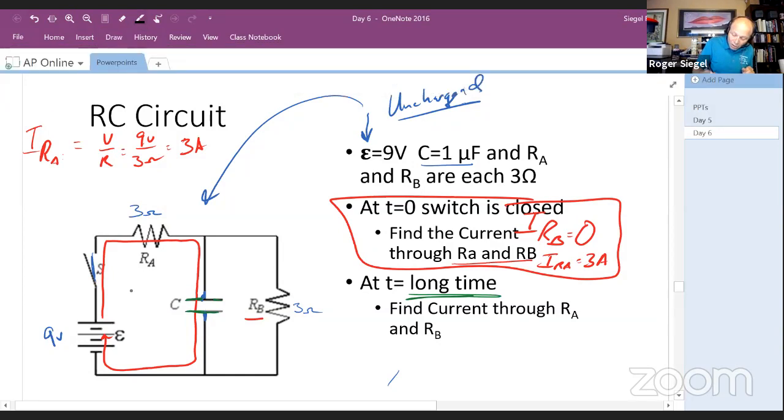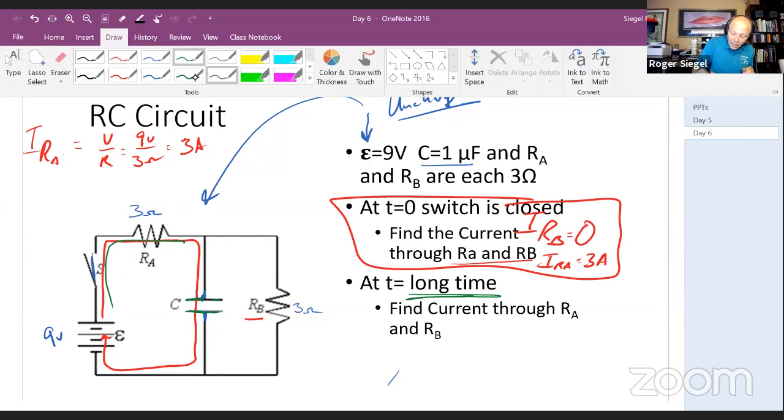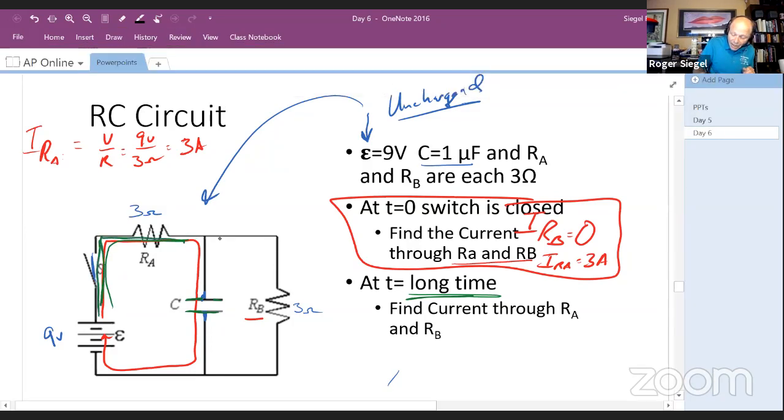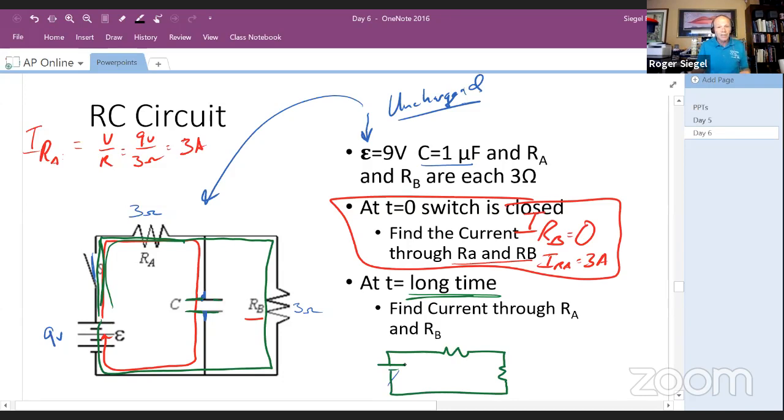And so what we have is the current going this way and this way. In other words, if I want to just real quick draw that circuit, what I have is a resistor here, a resistor here. So it's a simple 2 resistor circuit. Now I have these two resistors together in series, right? This is 3 ohms and this is 3 ohms. Together, that's going to give me 6 ohms.